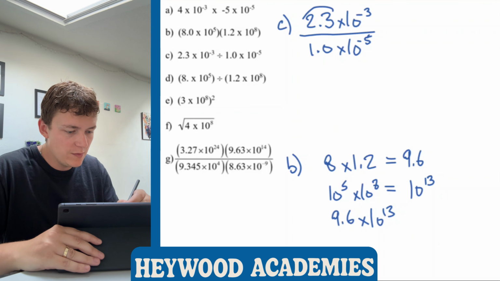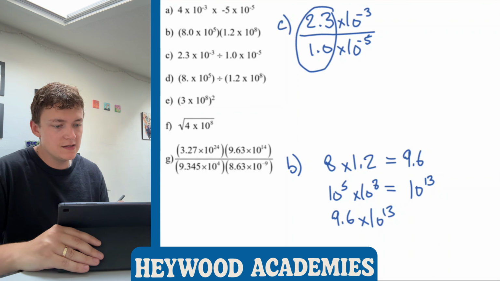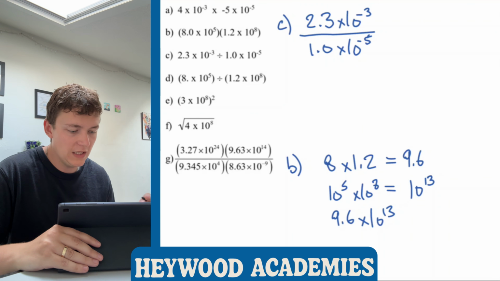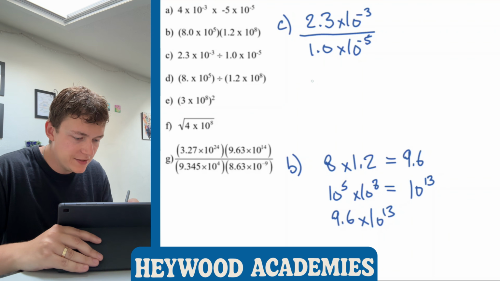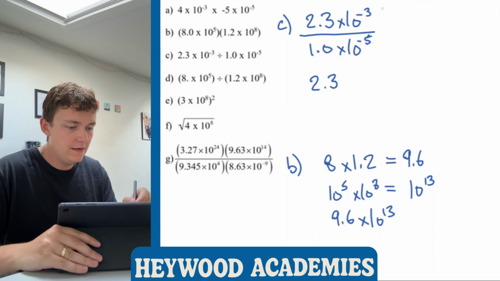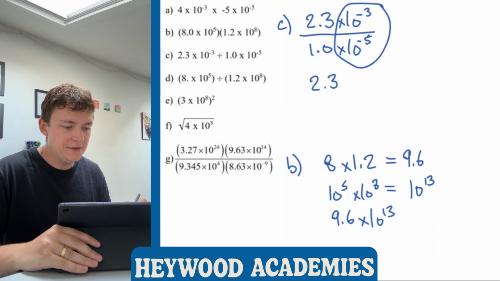So if we just look at the 2 numbers that are out front, this is basically just 2.3 divided by 1. And if we're dividing by 1, it's not going to change our number at all. So that should just be equal to 2.3. We can just leave that part the way it is. Then let's divide these 2 numbers.